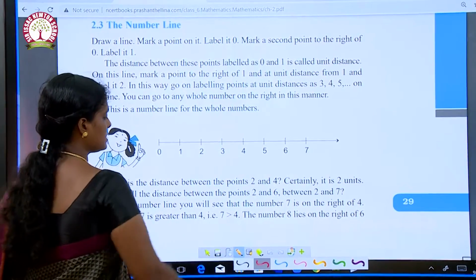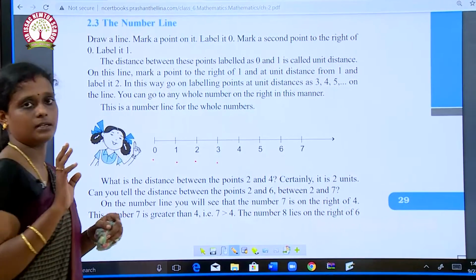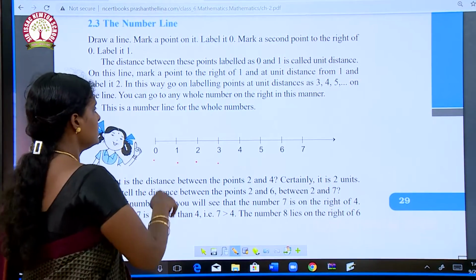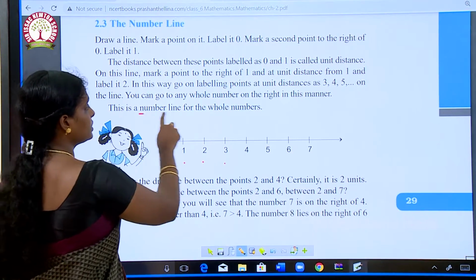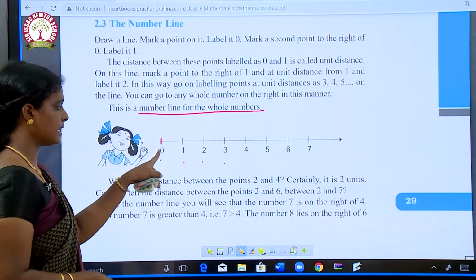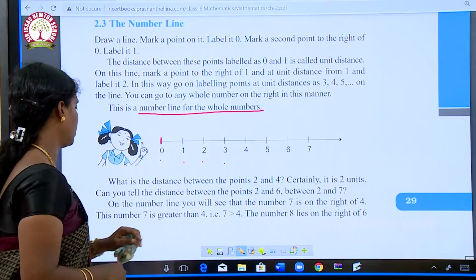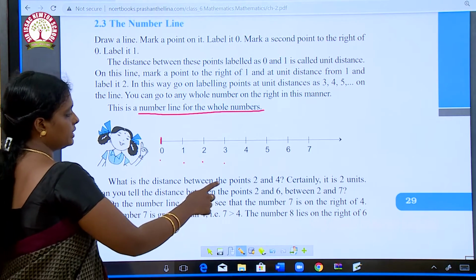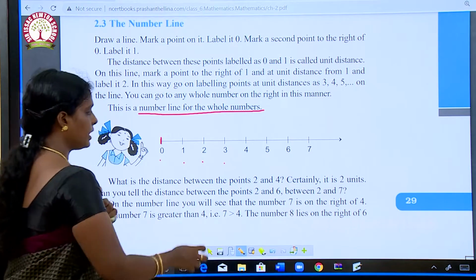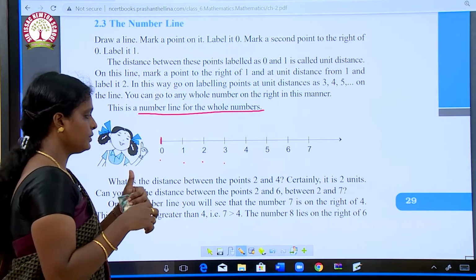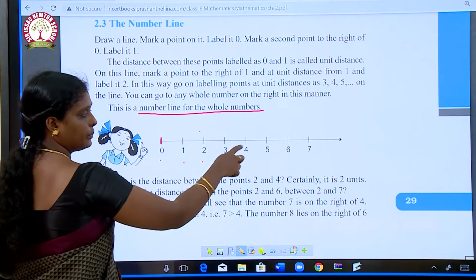I have already told you whole numbers will start with 0. So 0, 1, 2, 3, 4, 5, 6 etc. It will go like this. So I am drawing the number line for the whole numbers. It will start with 0, 1, 2, 3, 4, 5, 6, 7 etc. So what is the distance between the points 2 and 4? You have to find the distance between 2 and 4. Where is 2? It's here. And where is 4?